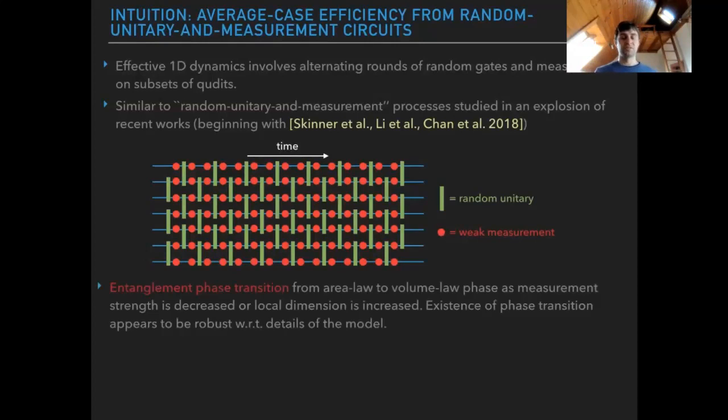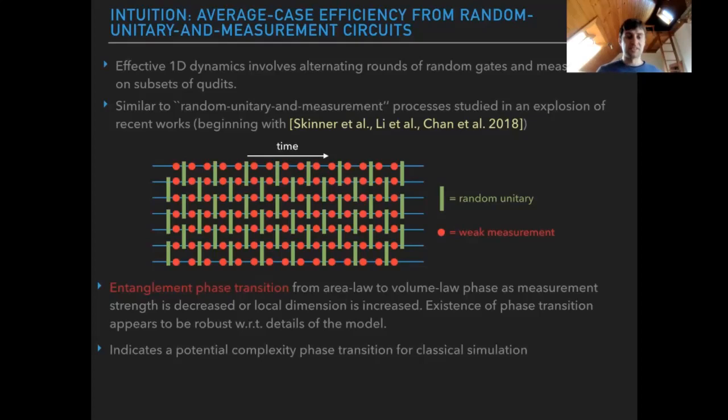The interesting conclusion from this line of recent work is that there appears to be an entanglement phase transition in such a process, driven by parameters like the measurement strength and the local dimension. In particular, it appears that the entanglement transitions from an area law phase to a volume law phase as the measurement strength is decreased or the local dimension is increased. If you're not familiar with what area law and volume law refer to, you can just think of area law as referring to low entanglement and volume law as high entanglement. Also, the existence of this phase transition appears to be robust with respect to specific details as to how the model is actually defined.